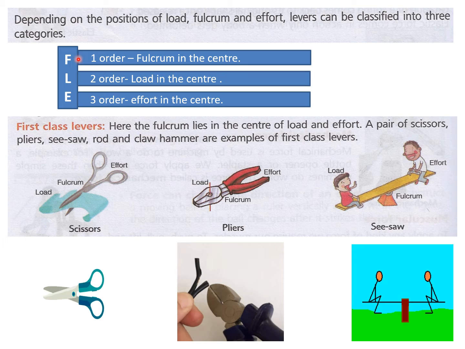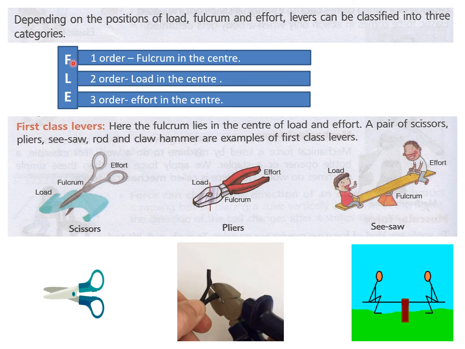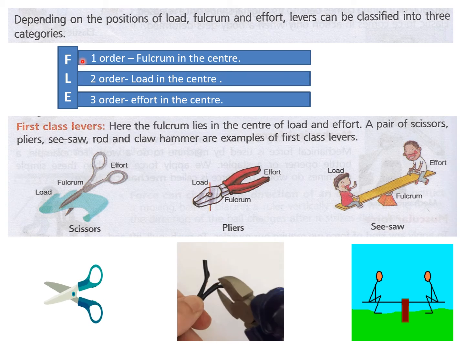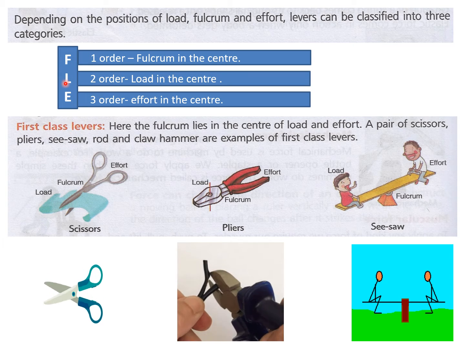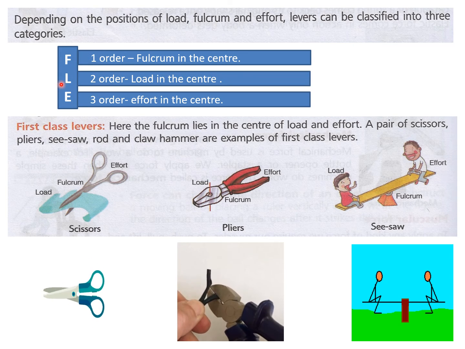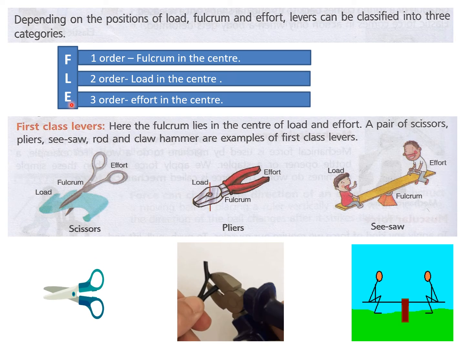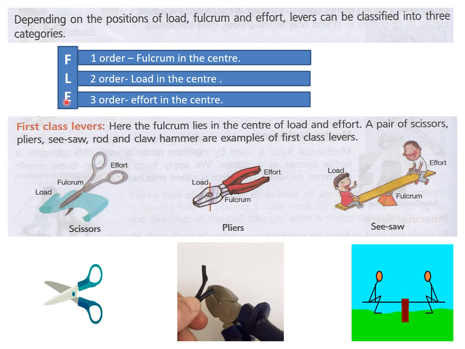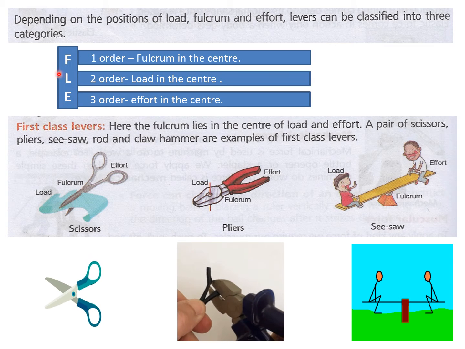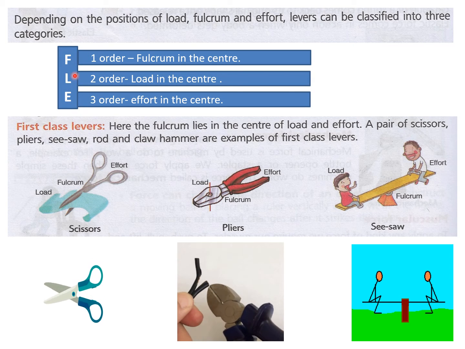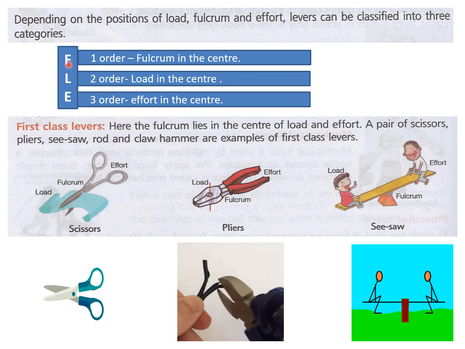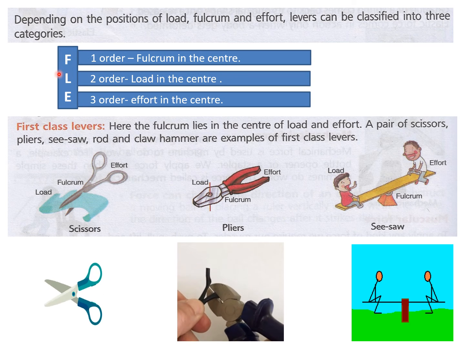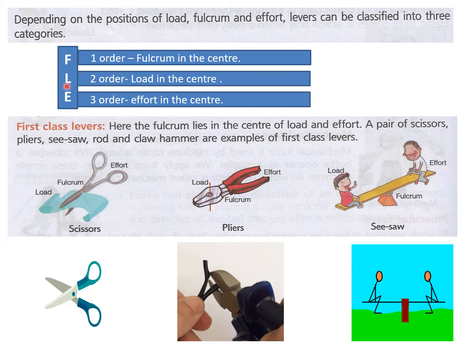Suppose the fulcrum is in the center, then the lever is of the first class. L means load. If the load is in the center, then the lever is a second class lever, and if the effort is in the center, then the lever is a third class lever. So you just have to remember flea, and then you will be able to classify or recognize the levers depending on the position of the fulcrum, load and effort.